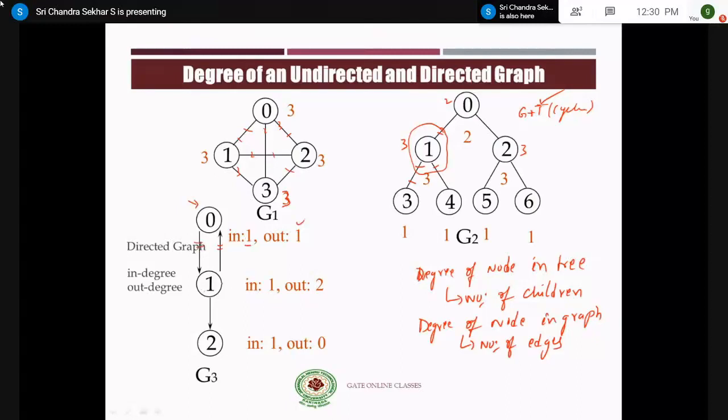Now coming to 1, number of incoming edges is only 1. Therefore, in degree is 1. And the number of outgoing edges are this one and this one. Therefore, the out degree is 2. Coming to 2, it has an in degree where one edge is coming to 2. This is 1 and the out degree, no edges are going out of this 2. Therefore, it is 0.